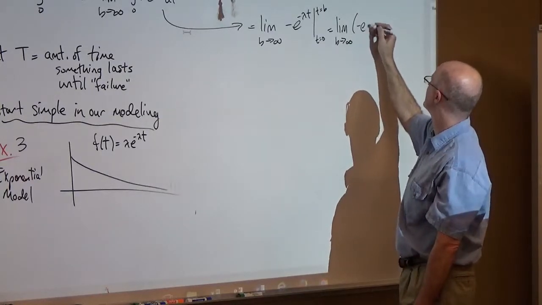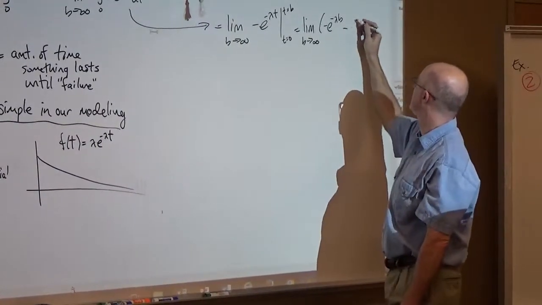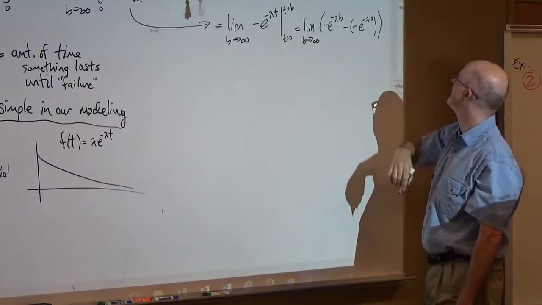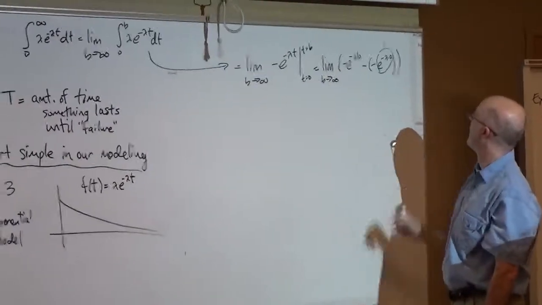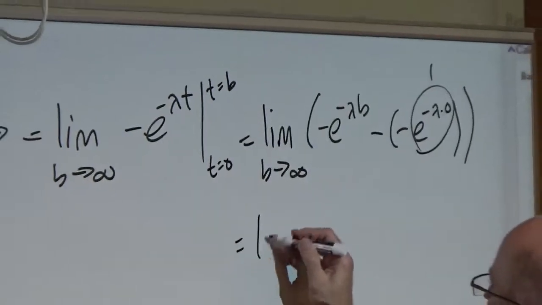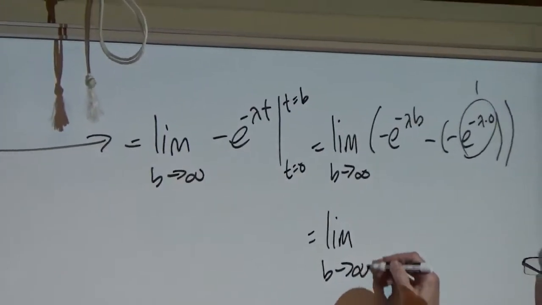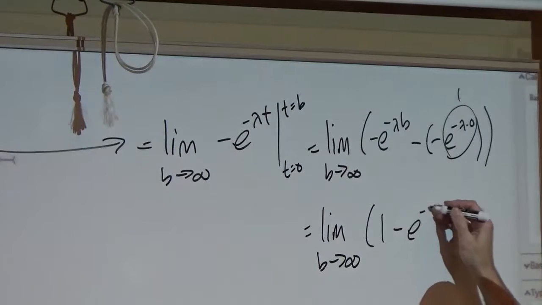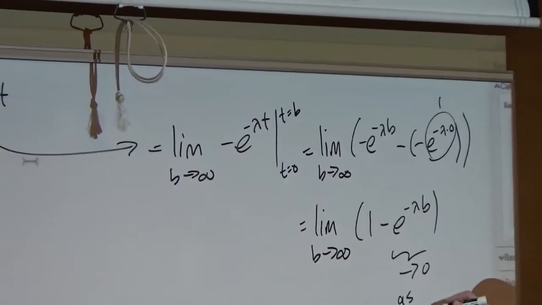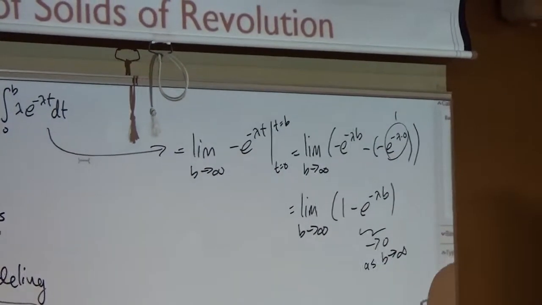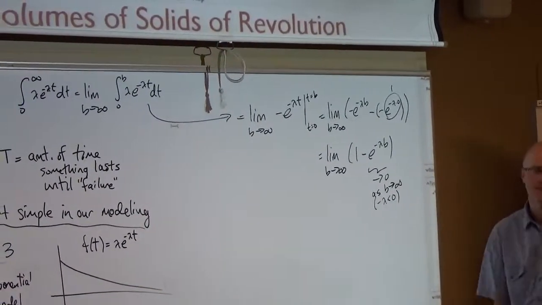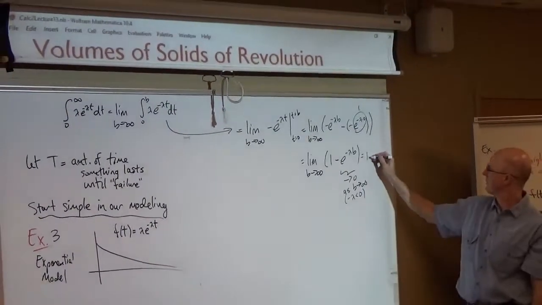I did this calculation before. You've got to be super careful with your minus signs. That is a 1. Two minus signs make a plus. We're really doing the limit as b goes to infinity. I could write it as 1 minus e to the negative lambda b. That goes to 0 as b goes to infinity, since lambda is assumed to be positive. So negative lambda is negative. So the limit is 1 minus 0, which is 1.